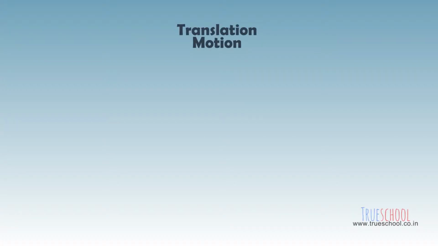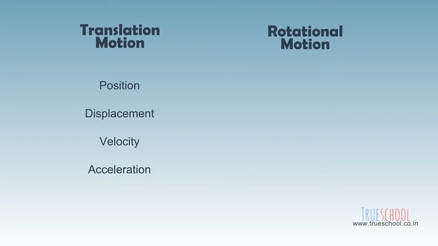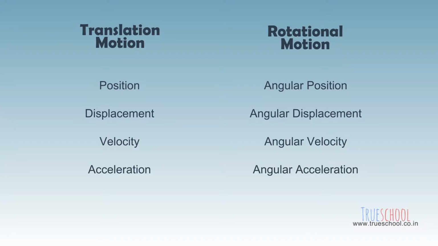We had quantified translation motion using position, displacement, velocity and acceleration. Similarly, for rotational motion, we have to develop a new set of terms to quantify rotational motion. They are angular position, angular displacement, angular velocity and angular acceleration. Let's now understand them in detail.